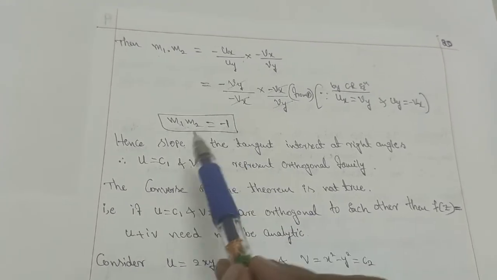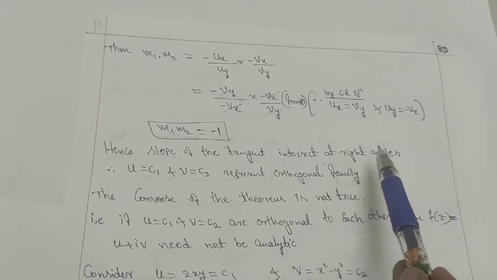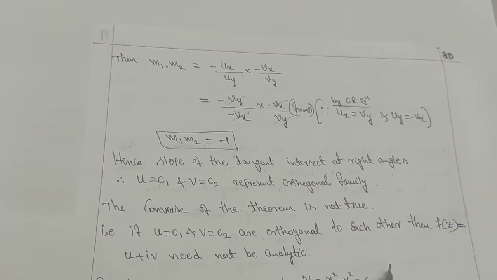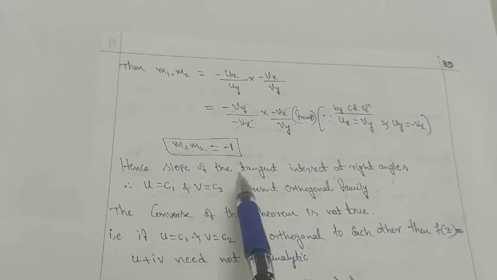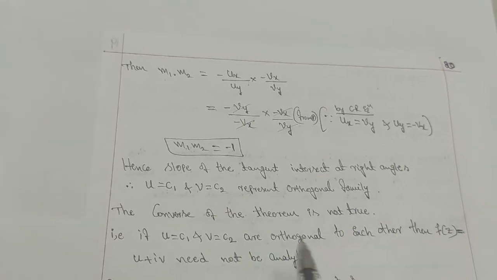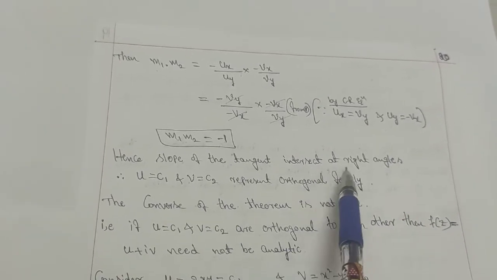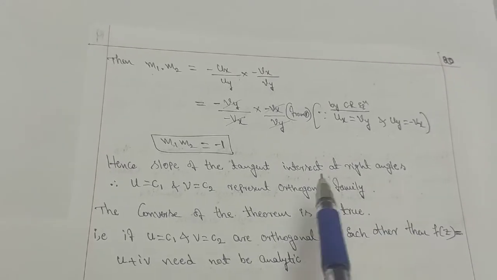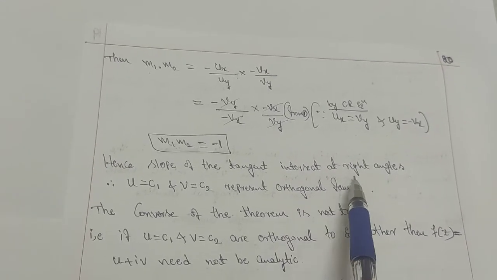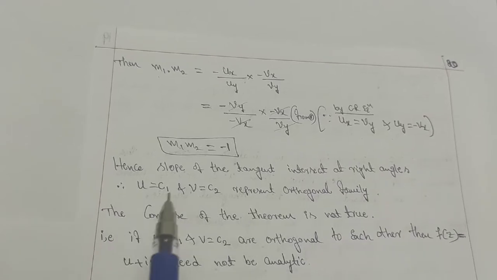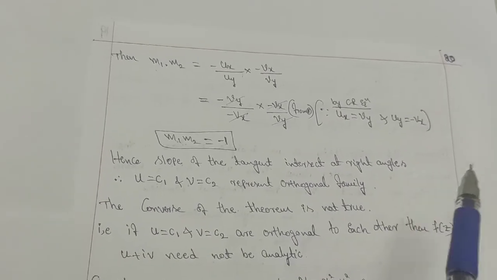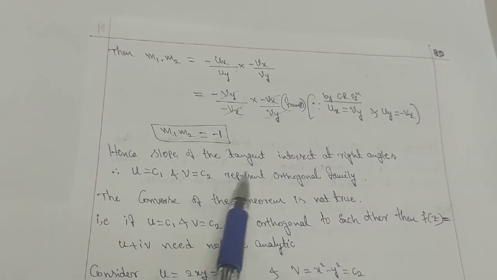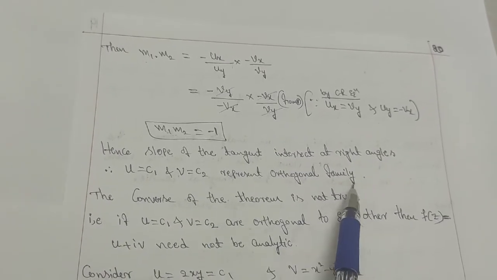So we can say the tangents intersect at right angles, because if the product of the slopes is minus 1, that means the tangents intersect at right angles. If the tangents intersect at right angles, we can say u and v are orthogonal families. By the definition, the two curves represent an orthogonal family.